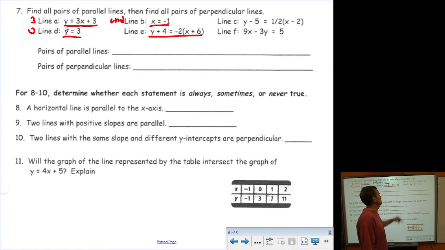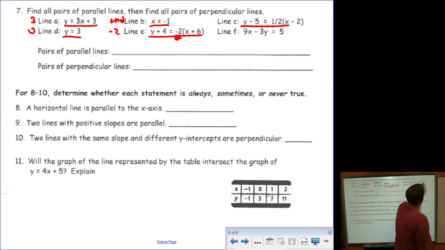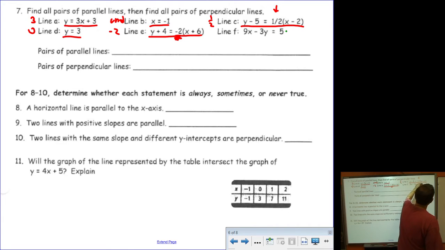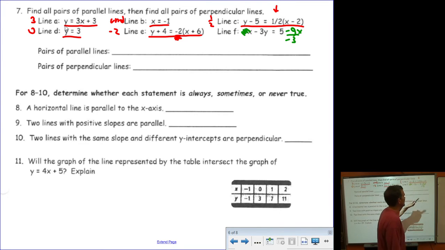This guy is in point slope form, so his slope is right here, -2. This guy is also in point slope form, so his slope is right here, 1/2. And this last guy is in standard form. If I subtract 9x from both sides, and divide by -3, I would find out that his slope is -9 divided by -3, which is +3.